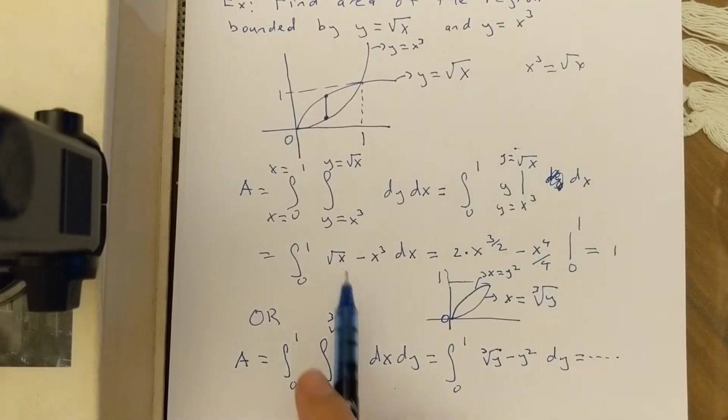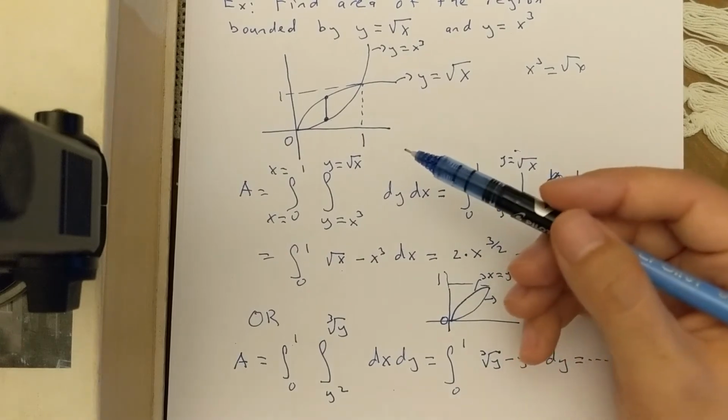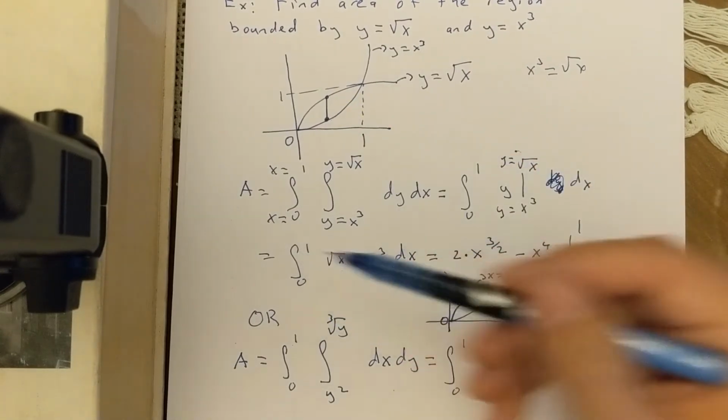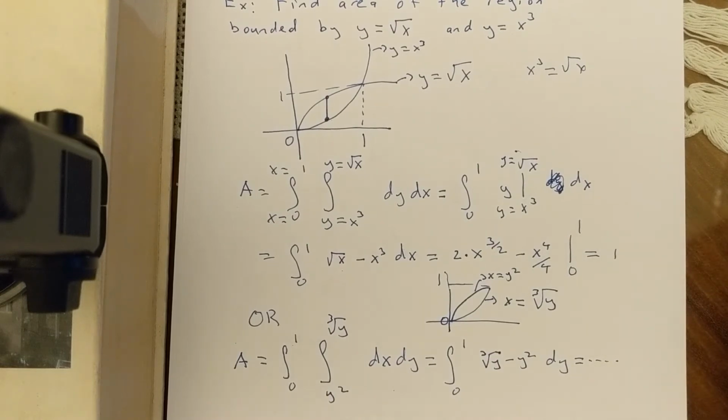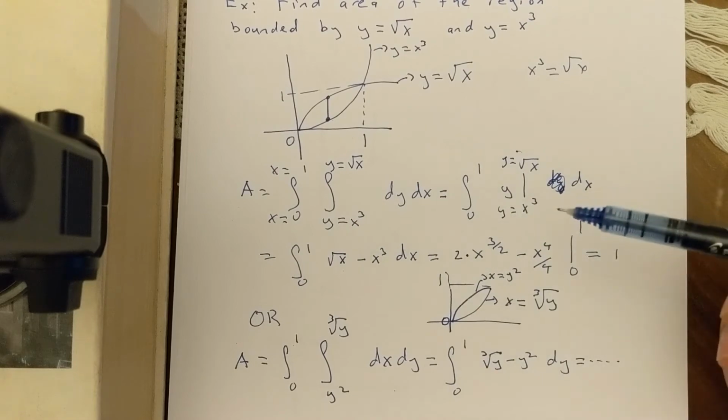So plug into y, you get square root of x minus x cubed. Well, that's exactly how you would do it in Calc 1, right? You would say top minus bottom over 0, 1. So you would think, you know, this is really stupid. Why did you do these complicated two steps first?